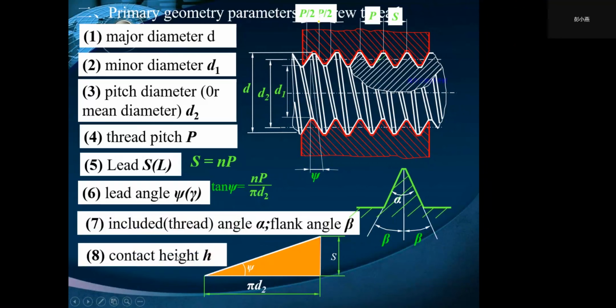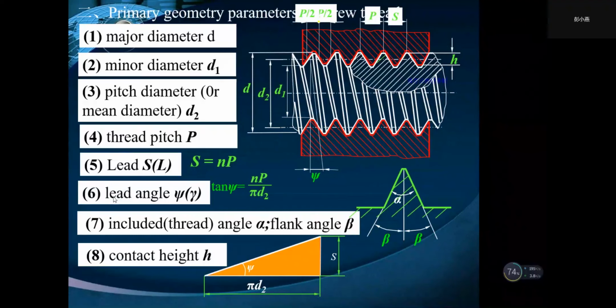And contact height H. H is the radial distance between the major diameter and the minor diameter. This is contact height H. So these are the parameters for screw thread.